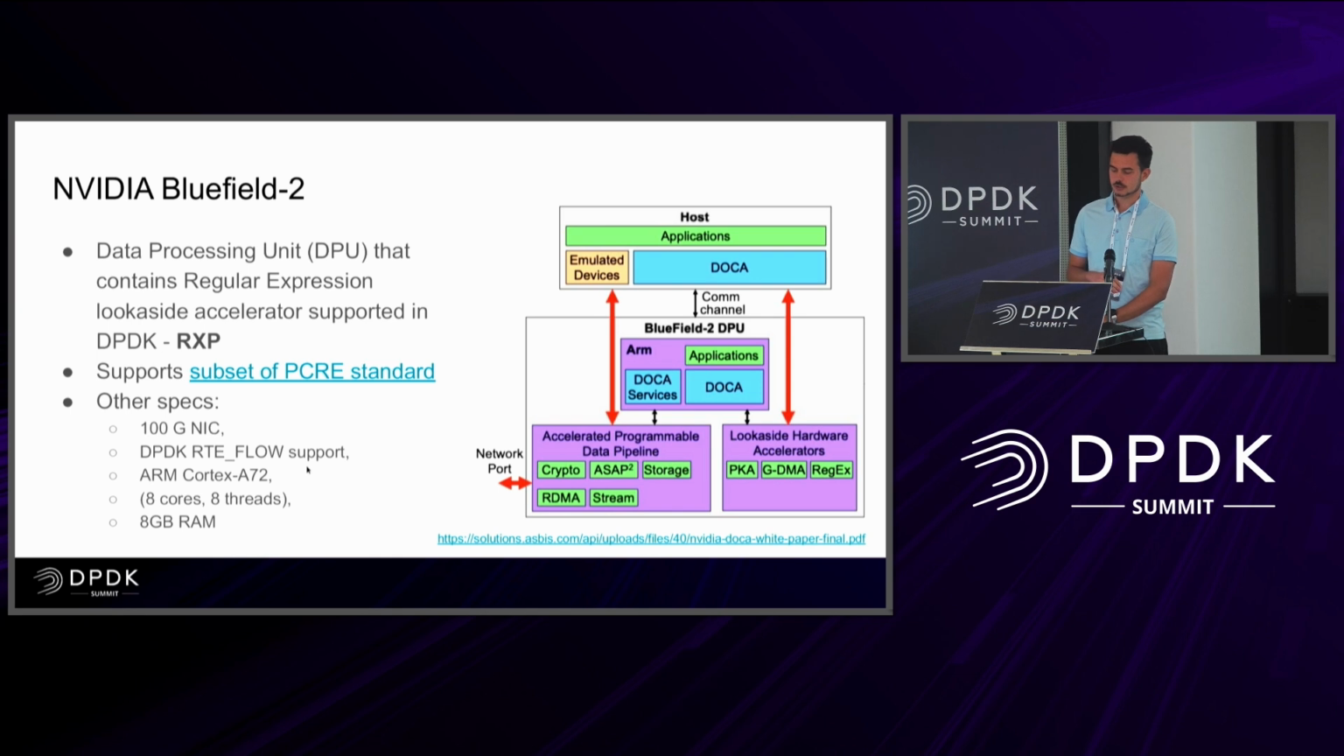Other specifications of the BlueField-2: it's a 100G NIC. It has ARM cores, so you can use those as well. It's the A72 cores and 8 gigabytes of RAM.